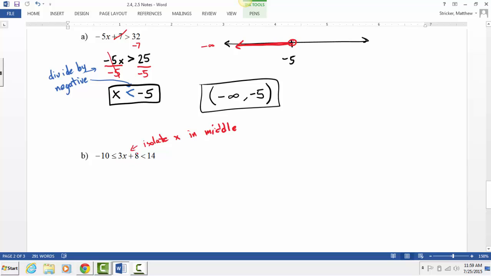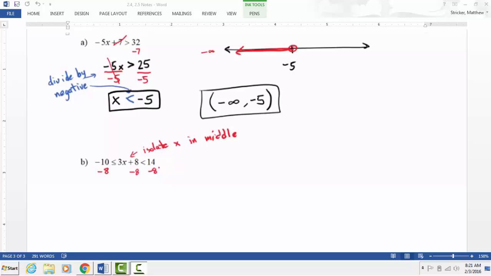So if I want to move this 8 out, if I want to subtract 8, I have to subtract 8 everywhere, on the left, in the middle, and on the right. So when we subtract 8 in the middle, the 8's cancel. On the left-hand side, -10 plus -8 is -18, less than or equal to, what's left in the middle is just 3x. On the right-hand side, we have 6.